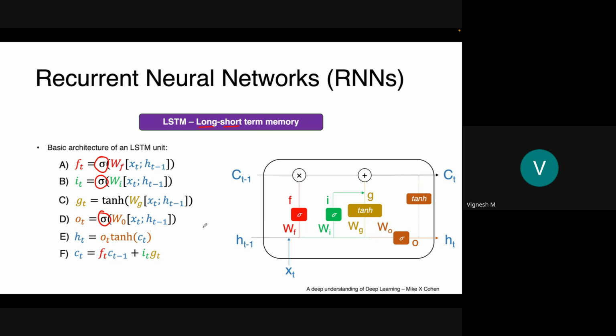Okay, so there are three inputs to the LSTM. If you look at it, one is the input sequence that you're providing. The other is the previous hidden state that's coming in, and there is something called the cell state.